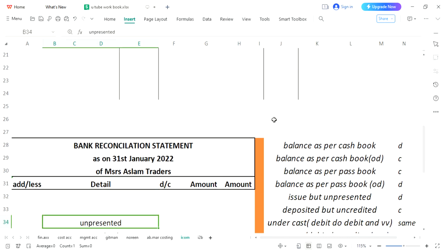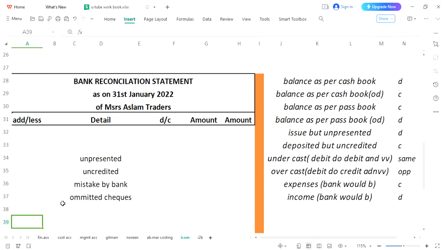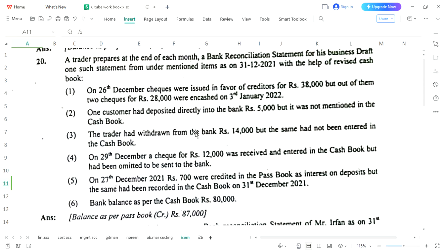If it is debit, rules will not be changed. If balance as per cash book is debit, still it is debit. The only difference is just learn these 4 things: unpresented, uncredited, mistake by bank, and omitted checks are part of old BRS, and all other entries would be part of the new revised cash book. So we are now ready to solve our question.